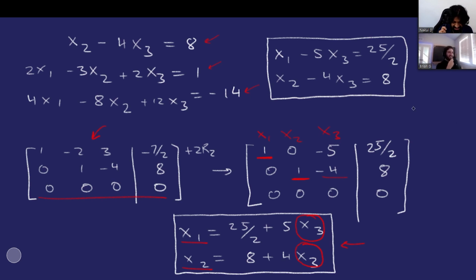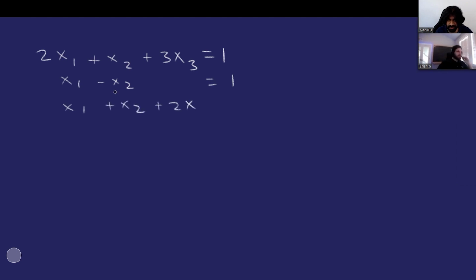Okay. Let's do one more. 2x1 plus x2 plus 3x3 equals 1. x1 minus x2 equals 1. And then x1 plus x2 plus 2x3 is equal to 1. All right, go for it.